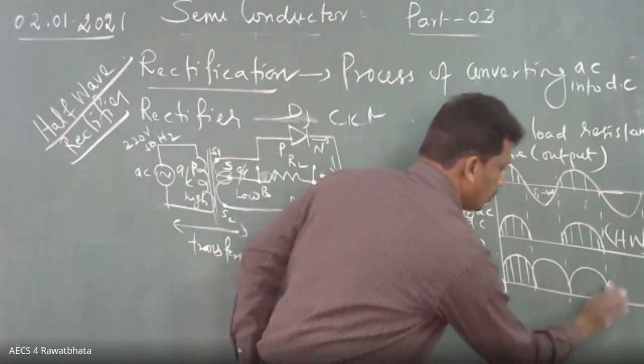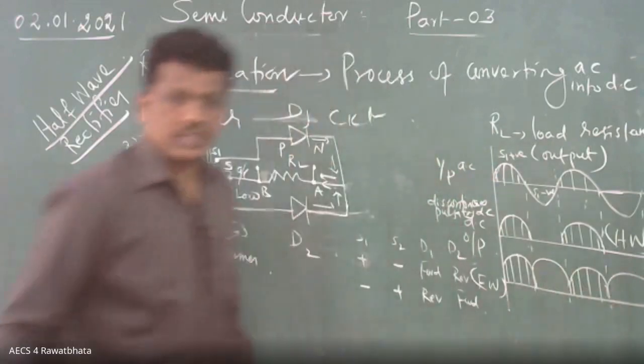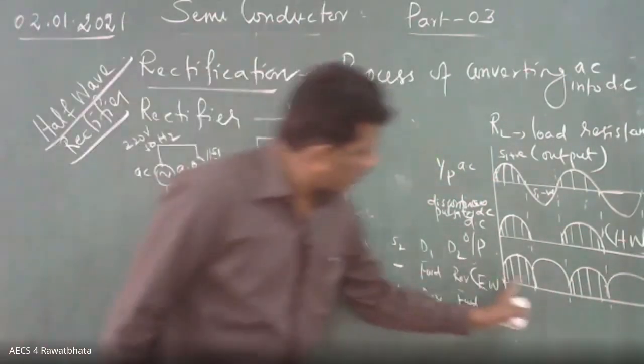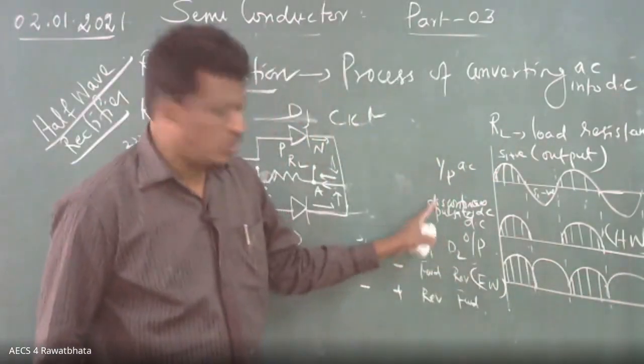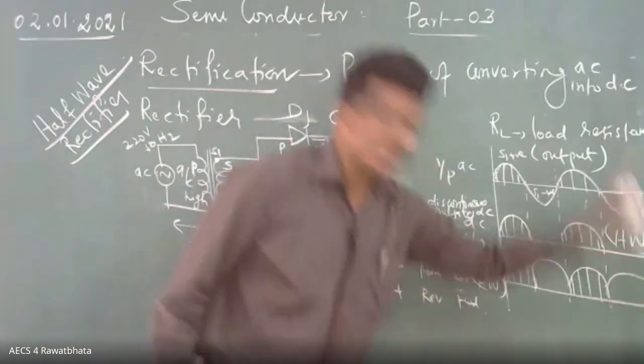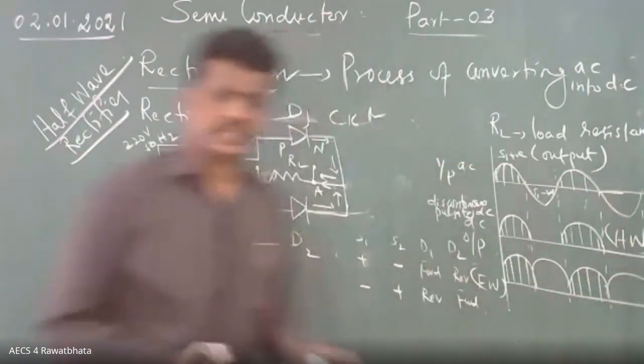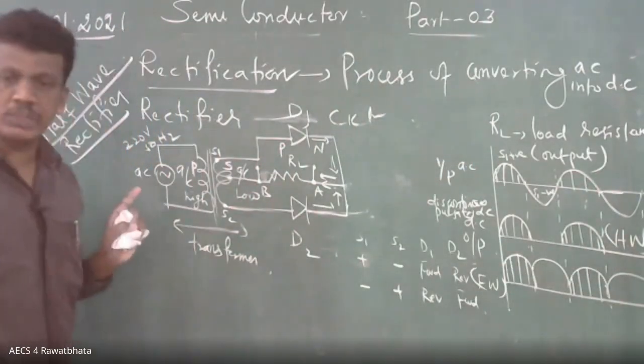Similarly, just to distinguish, that's all. Now what happened? You get continuous output. Instead of discontinuous, what will you write? Continuous, again pulsating DC output. Continuous pulsating DC output. That's all. If you have doubt, please ask me so that I can respond.